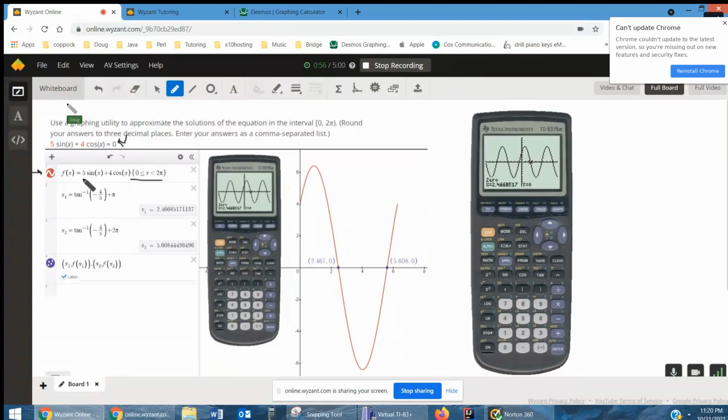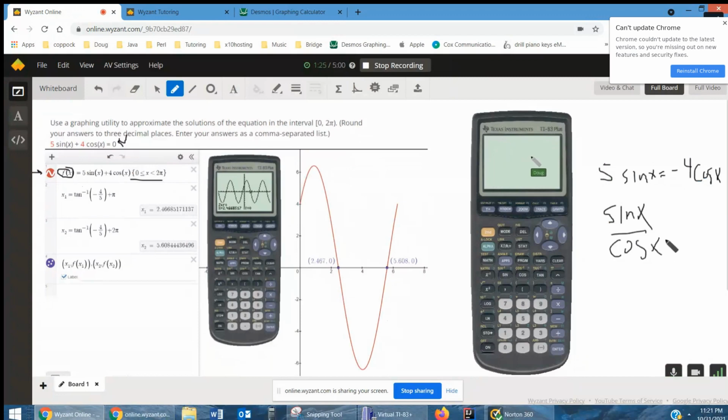Another way to do it is to put a 0 here and say, well, I'll do it over here: 5 sine of x equals -4 cosine of x. After I've set it equal to 0, divide both sides by cosine, and you've got sine over cosine, which of course is going to be tangent. Also divide both sides by 5. So the tangent of x equals -4/5.